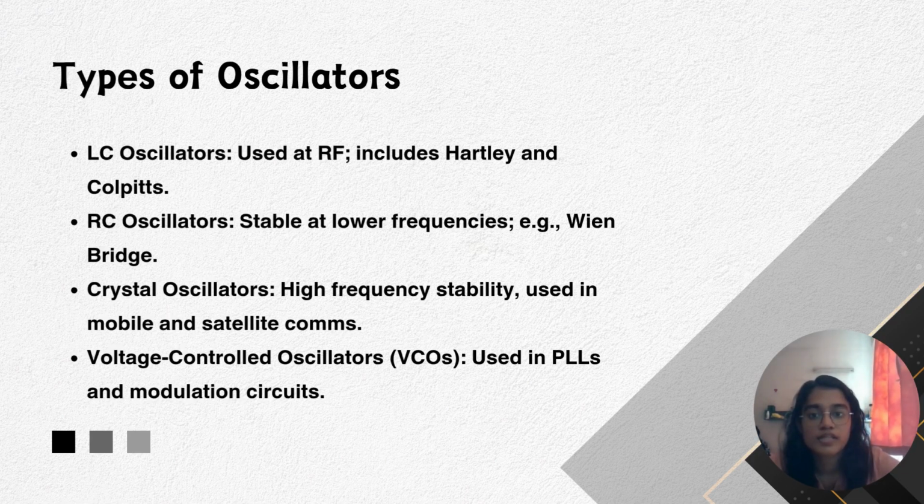Now, let's take a look at the types of oscillators. There are four types. The first is LC oscillators. It is used at RF, and includes Hartley and Colpitts oscillators. Second is RC oscillators. It is stable at lower frequencies, such as the Wien bridge oscillator. Third is crystal oscillators. It has high frequency stability and it is used in mobile and satellite communications. Fourth and final is voltage controlled oscillators, known as VCOs. It is used in PLLs and modulation circuits.